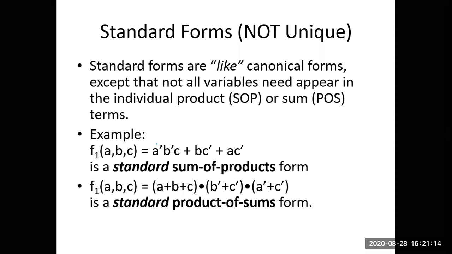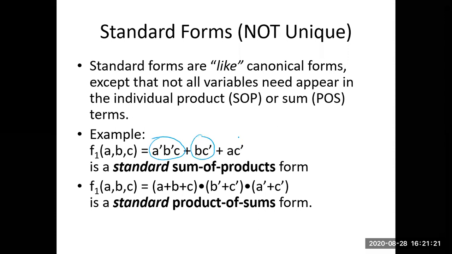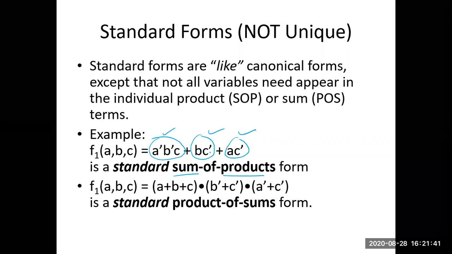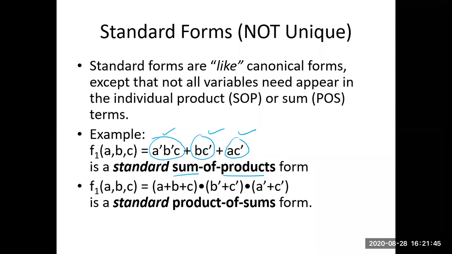Here you can see that this A bar B bar C is in the form of product. This B bar C is in the form of product. This is also in the form of product, and these three products are summing up. That's why I'm calling it a sum of products. Initially I'm doing product, and then I'm doing the summation. And here you can see only B and C are present, A is not present. That's why it is not canonical form. Only B and C are there. That's why I'm calling it a standard form.